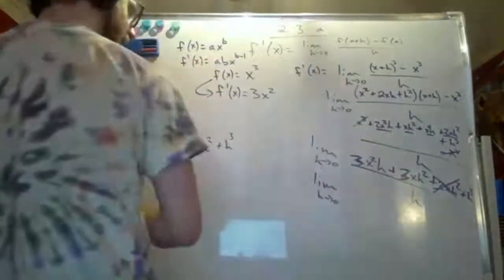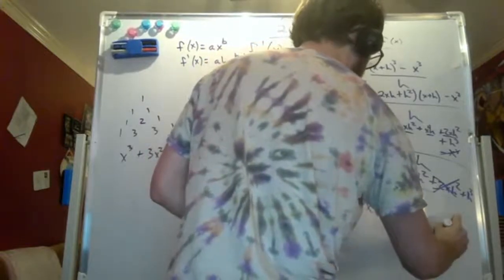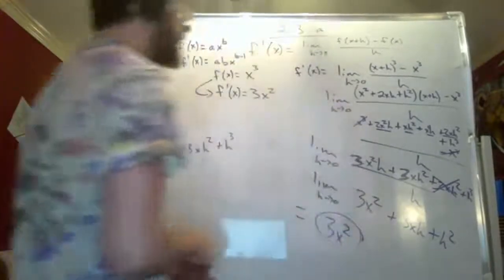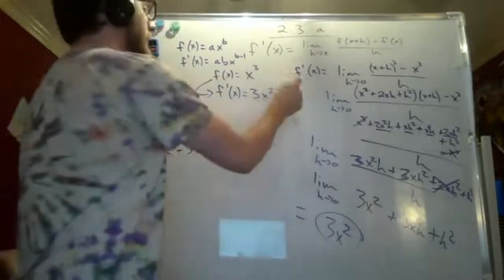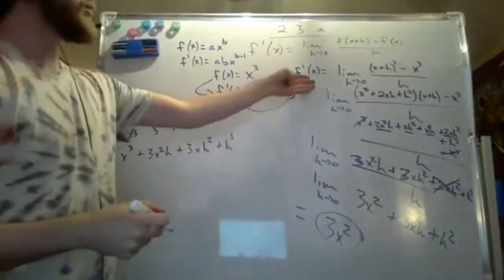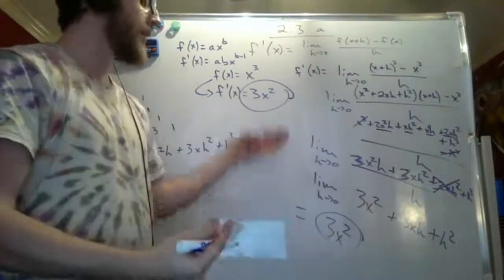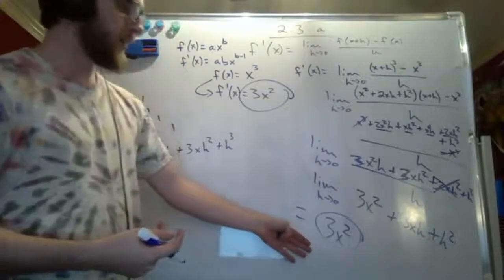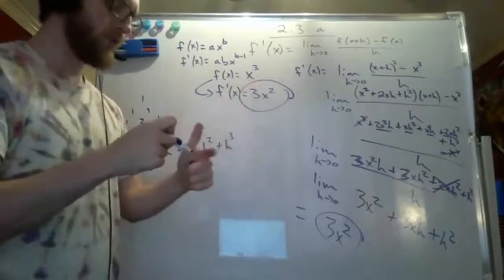And we get 3x squared plus 3xh plus h squared. And when we plug in h is 0 as h goes to 0, we're left with 3x squared. So long story short, you get the same derivative regardless of which method you use. Only this way, when you use the limit definition, it can get a lot messier, and as you saw, it's very easy to make a mistake and lose your footing. But you end up with the same answer either way, and so the power rule works.